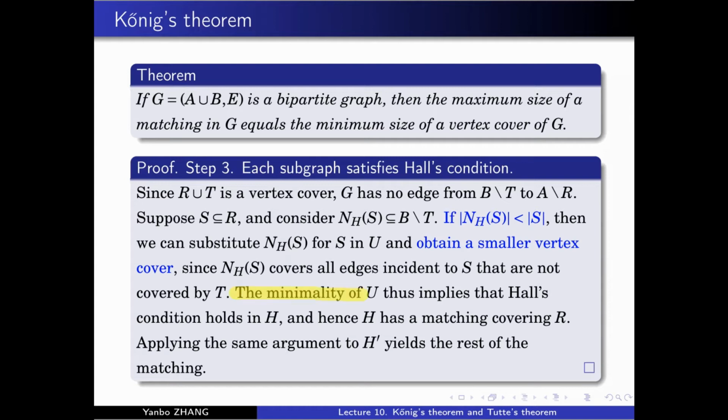The minimality of U thus implies that Hall's condition holds in H, and hence H has a matching covering R. We can apply the same argument to H prime, which yields the rest of the matching. The two matchings can form a bigger matching satisfying the condition.